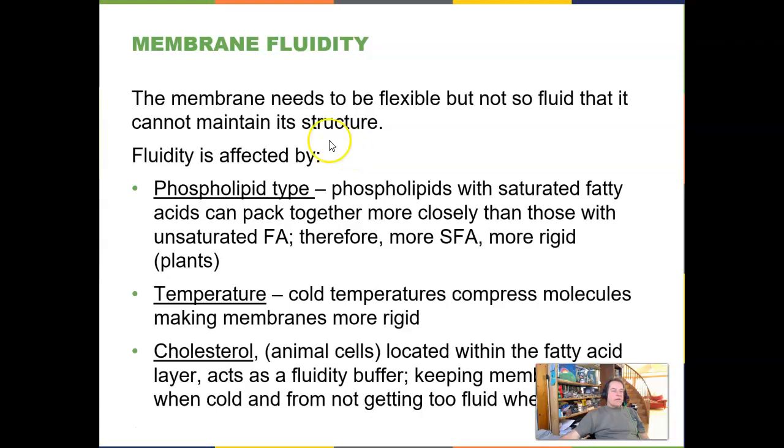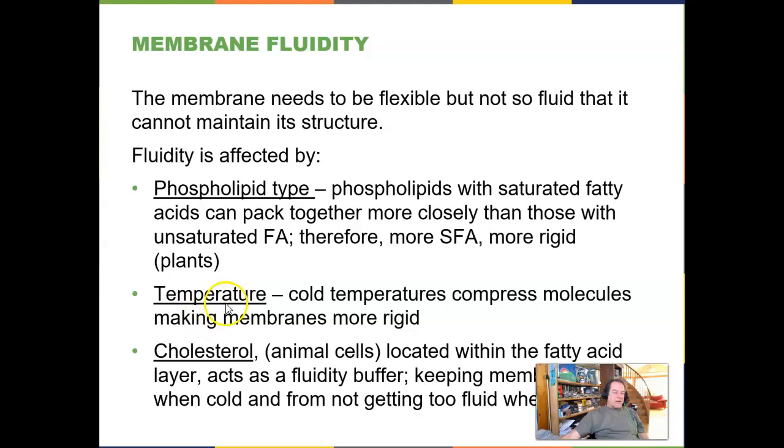Membrane fluidity. The membrane needs to be flexible. It needs to be somewhat permeable so that water molecules and gas molecules can get through it without too much resistance. All right, but it also has to be tough enough that it can kind of hold a cell together and maintain the identity of the thing called a cell. In other words, not rupture easily. And that's done in two ways.